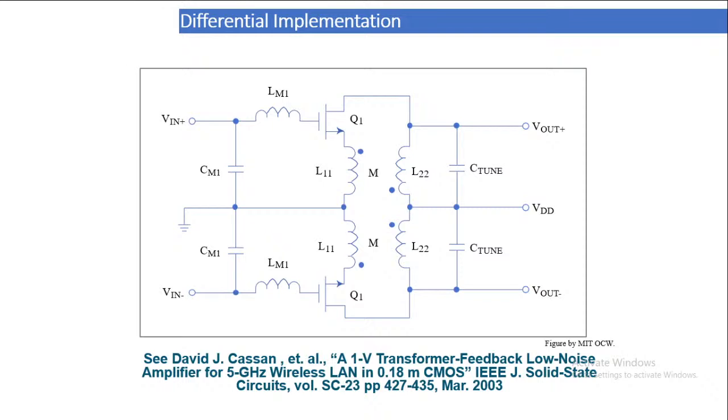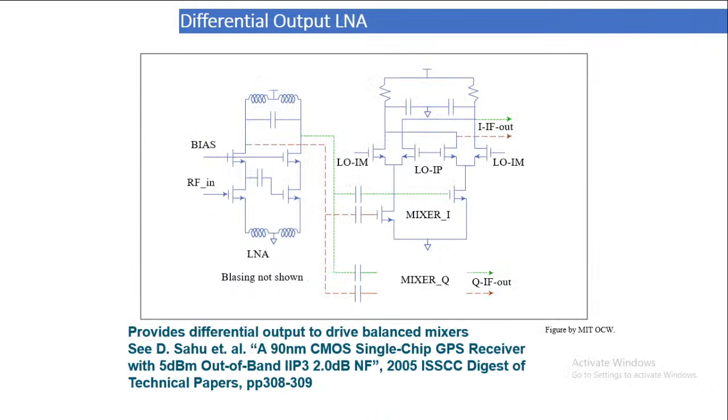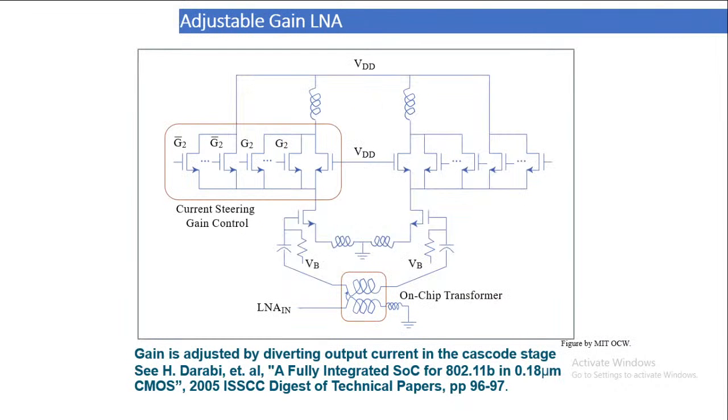You can see the figure here, and download the material. You will get the figure. Just see that the two devices Q1 and Q2 are connected in differential mode. Differential output of LNA. Again, you can see this circuit. This provides differential output to drive the balanced mixer. Now look at the technical paper that is given at the bottom.